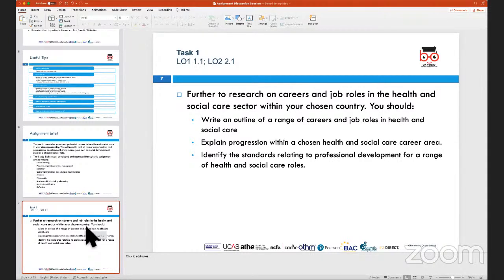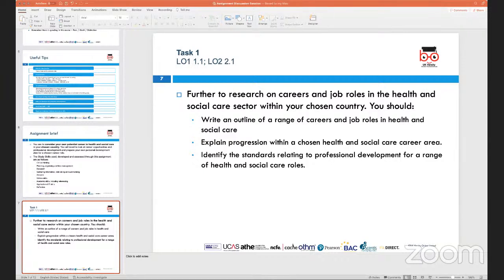So task 1 talks about, further to the research on your careers and job roles in the health and social care sector within a chosen country, you should now write an outline of the range of careers and job roles in health and social care organizations. Here, if you go into the learning outcome 1 presentation, I had provided a summary of I think 18, 19 different career options, which you can look at taking up within the health and social care sector.